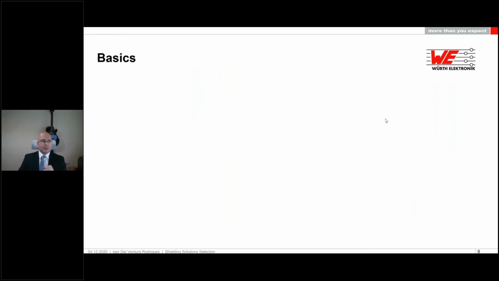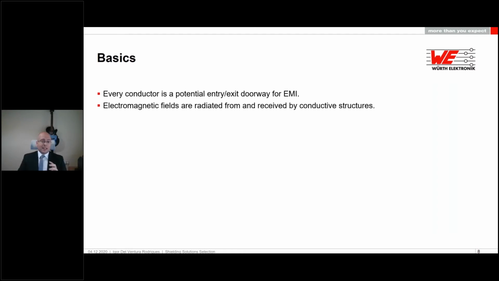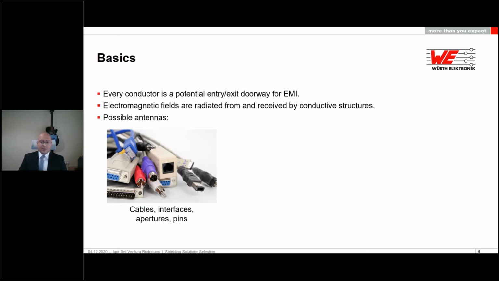So a little bit more about the basics of shielding. This is a really important consideration. Whenever you're dealing with shielding solutions, always consider every conductor, every piece of metal, a potential entry or exit doorway for EMI. The electromagnetic fields can be both radiated and received by these structures. And many, many things can be a possible antenna in your application.